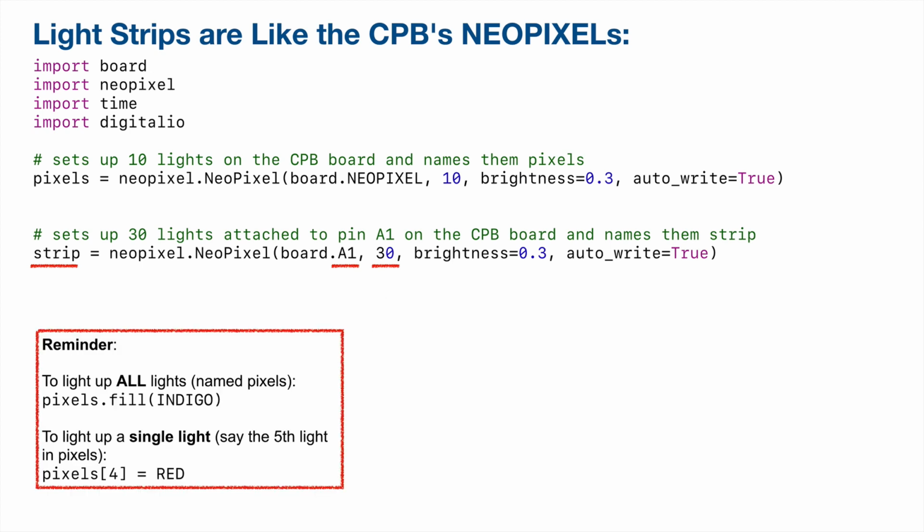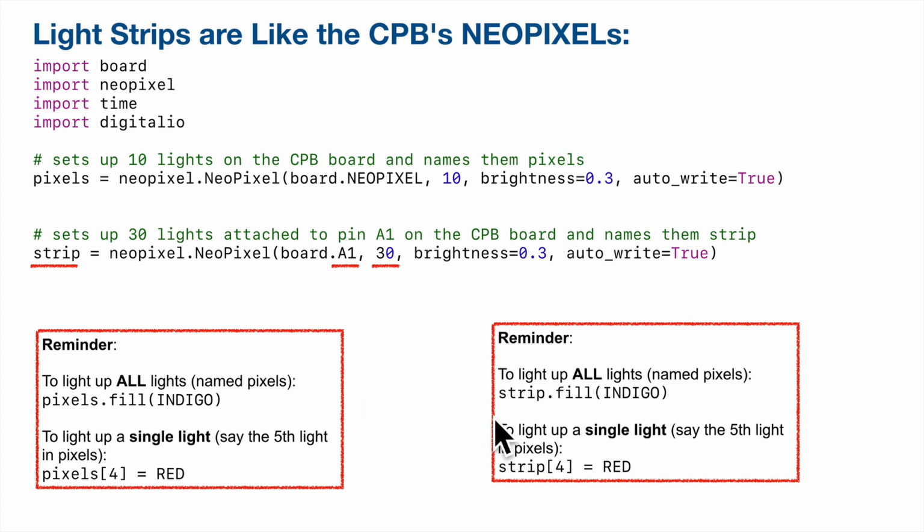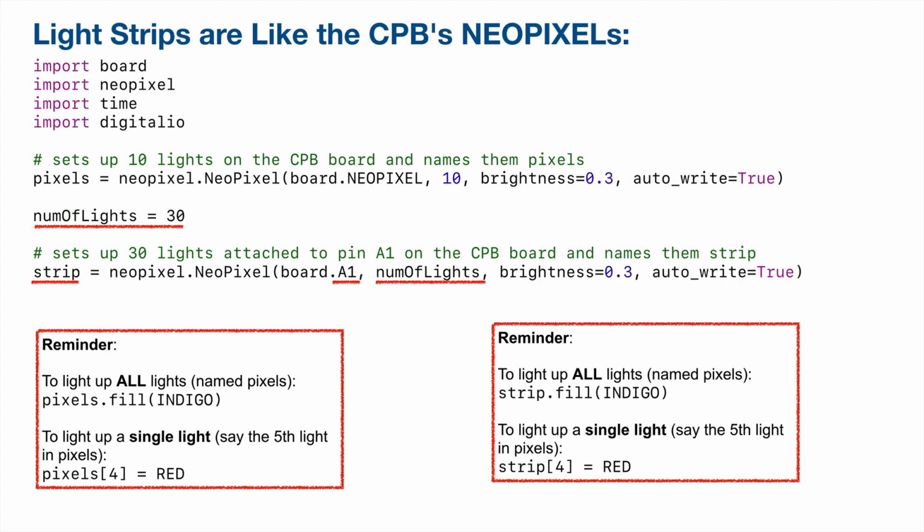Now, the way that we control this programmatically is very similar to the way that we did it before. So if we say pixels.fill indigo, we can say strip.fill indigo. And if we say pixels 4 equals red, we can say strip 4 equals red. Now, one other thing, we might want to loop through all of the lights or use the number of lights on occasion, but we might want to take our code and reuse it for longer strips or shorter strips. So instead of hard coding the 30 in here and then perhaps having to repeat and change that 30 at other places, it would be better programming practice if we set a variable num of lights and then used that every place we need to refer to the number of lights on our strip. But now that we've got this, let's go ahead and code this up.